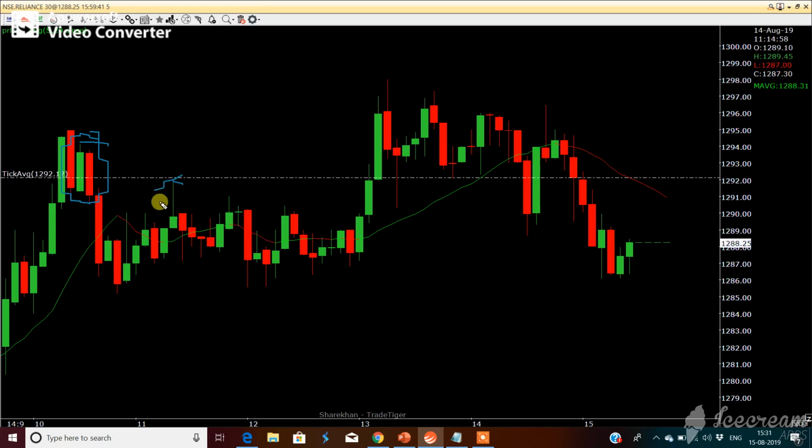So this is our second pattern, which is your topping tail bar. Stop loss above this, and it has dropped. This is again a topping tail bar. The stop loss above this. You got a nice move down till here.